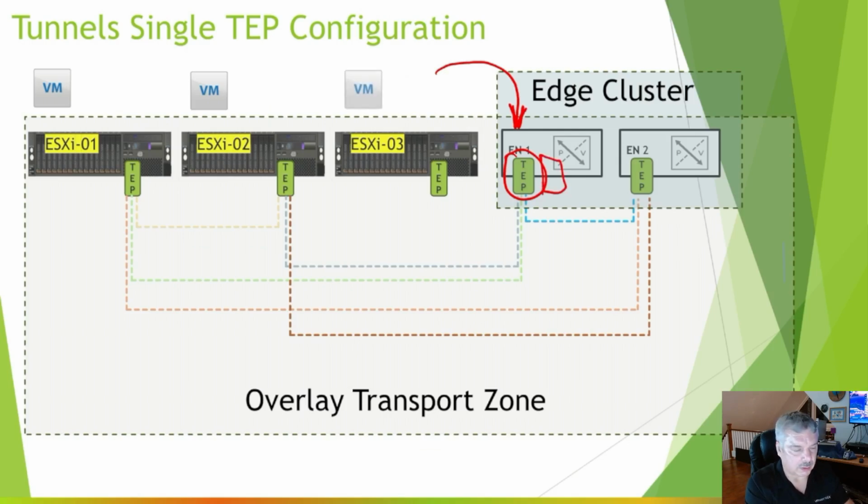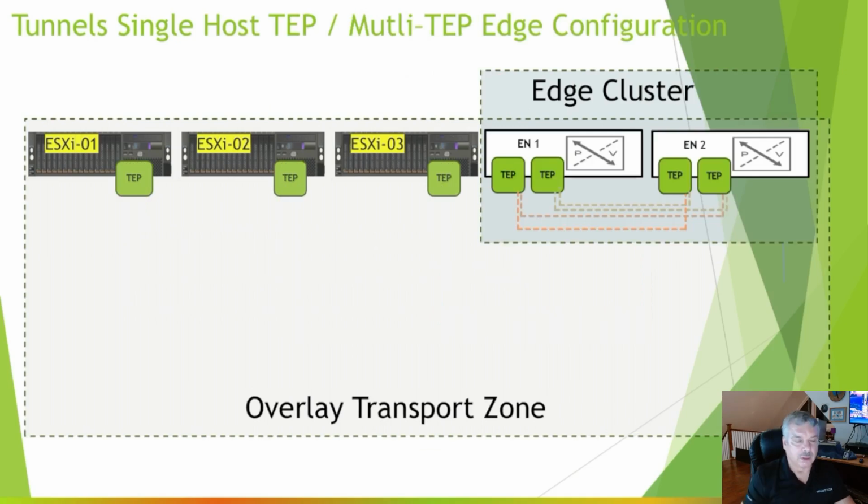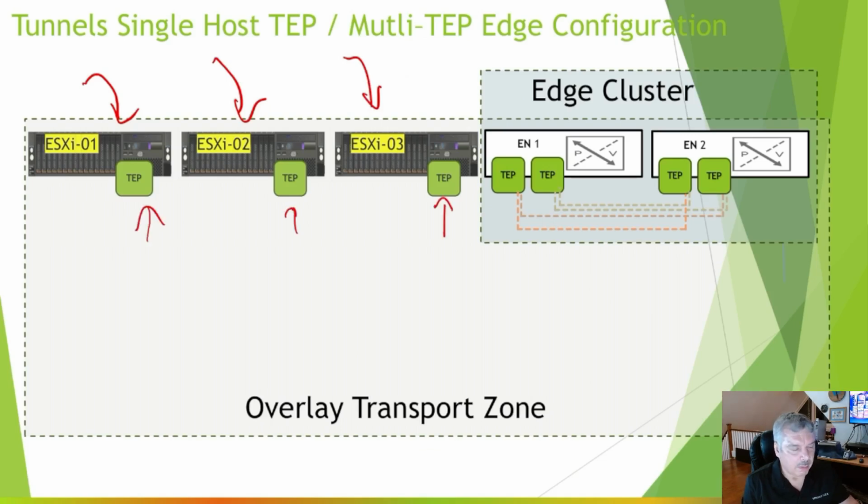Let's go to the next one. Come on, here we go. So here, same kind of picture. I got my 3 nodes. They're a single TEP on each one. But my edge nodes now have multi-TEPs, okay? So you'll see that there's 2 TEPs here. And how do we configure that, by the way?